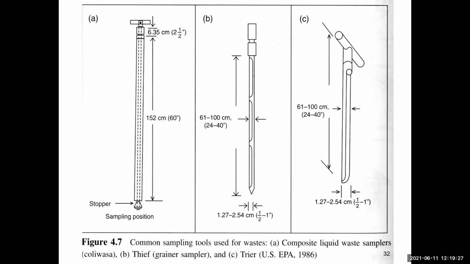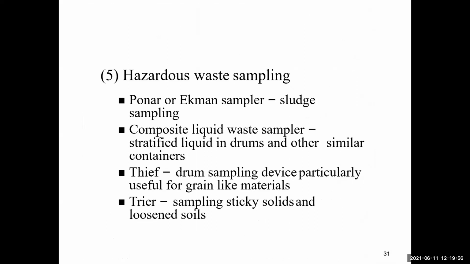The second one has a height of 61 to 100 centimeter, 24 to 40 inch, and the width of the equipment is 1.27 to 2.54 centimeter. Then the third one is the trier. The trier height is 61 to 100 centimeter and the width is 1.27 to 2.54 centimeter. That is the common sampling tools for the collection of hazardous waste samples.